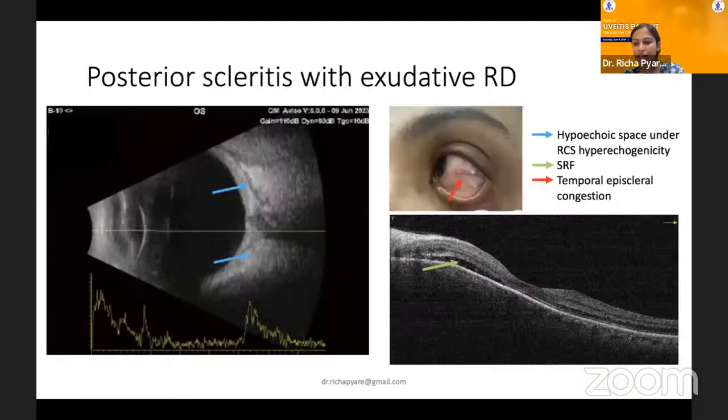So this case is again to illustrate this group of exudative retinal detachment. This is a 34-year-old female patient who presented with pain in her eye with mild blurring of vision. On specific questioning, she did say that the pain was more on moving the eye. On examination, there's temporal episcleral congestion. There is a classical T sign on ultrasound B scan with a small chink of SRF on OCT. So this is a case of posterior scleritis.